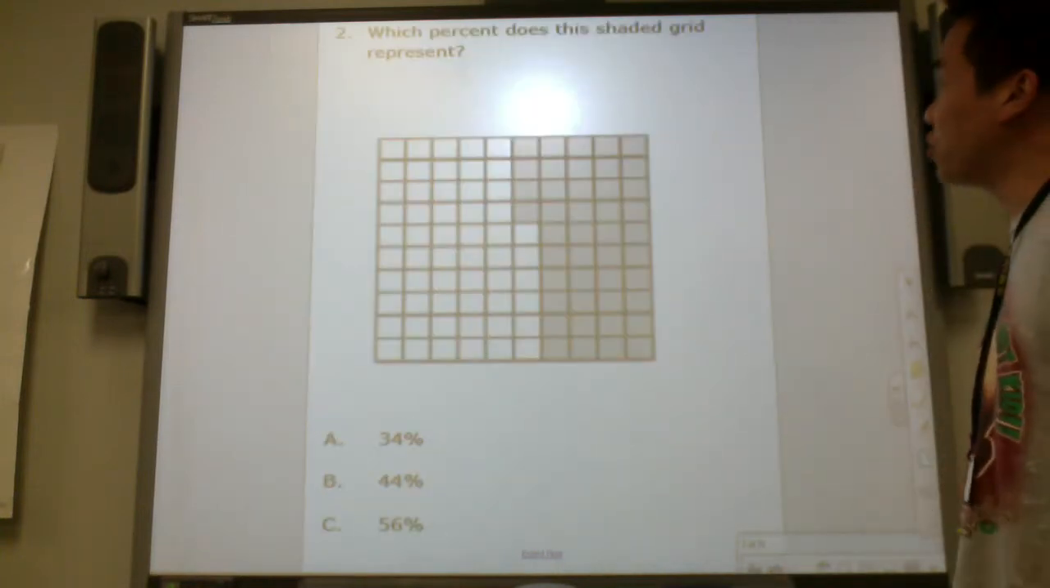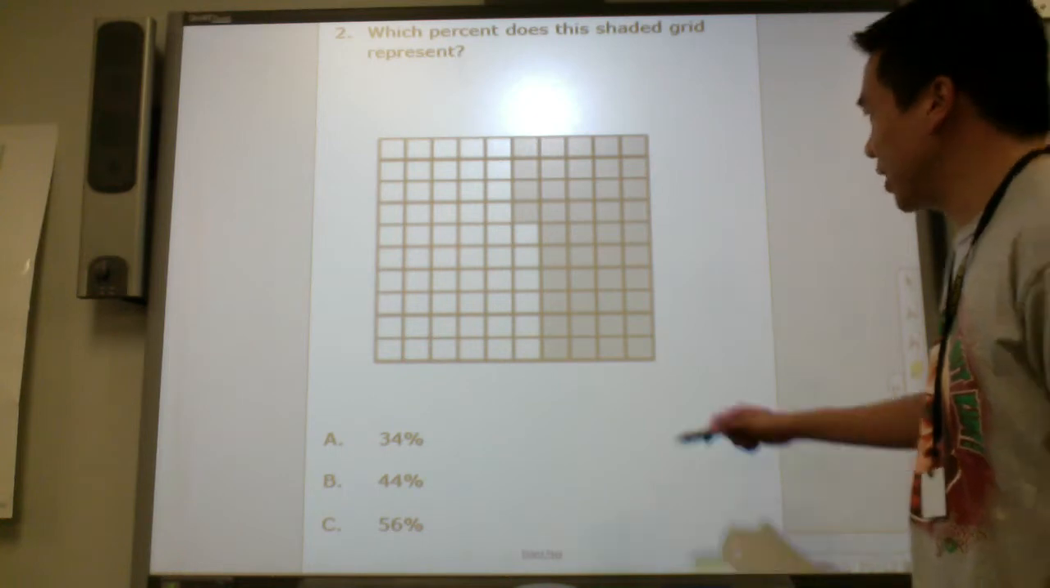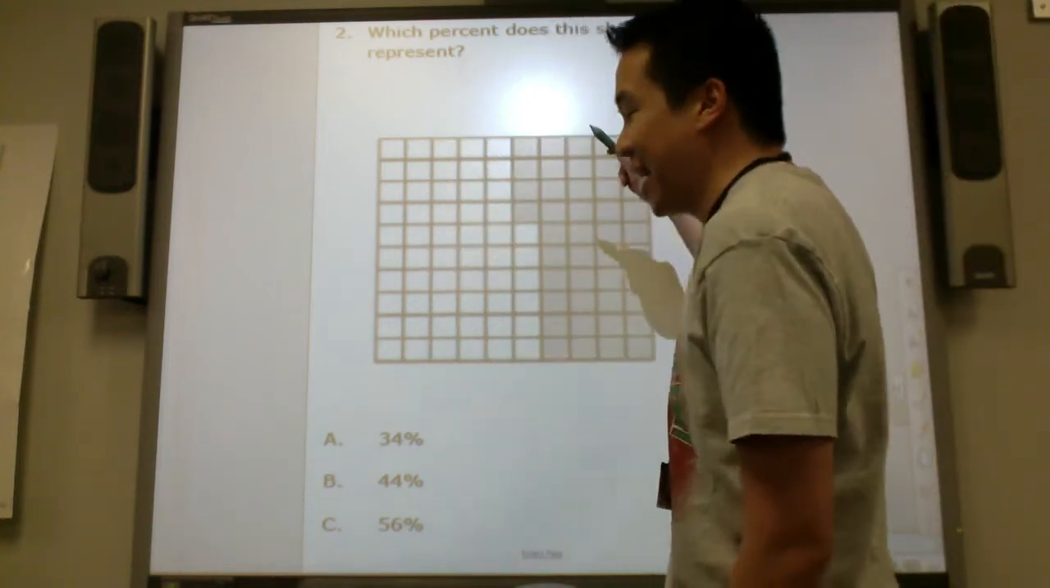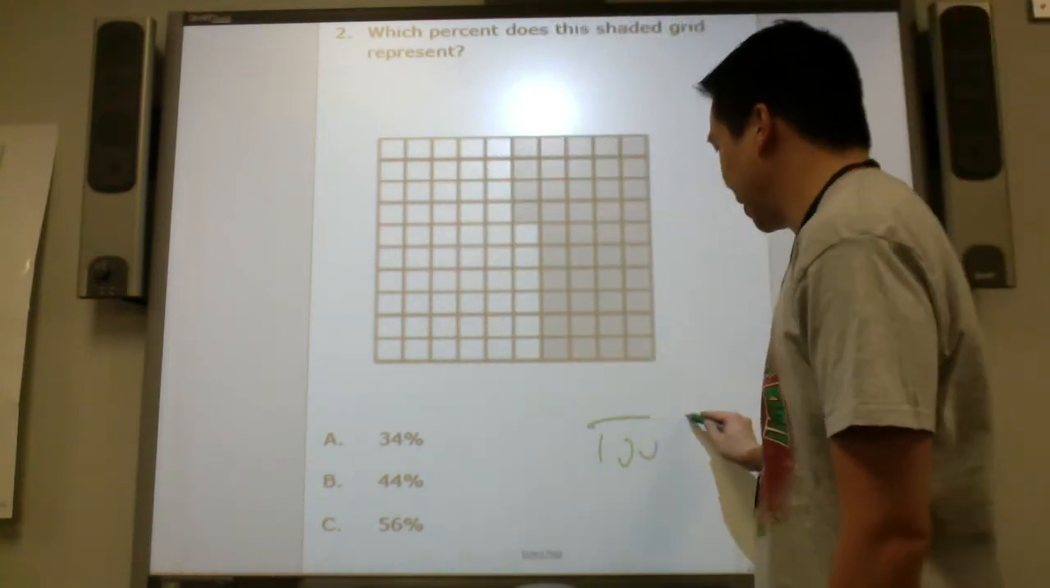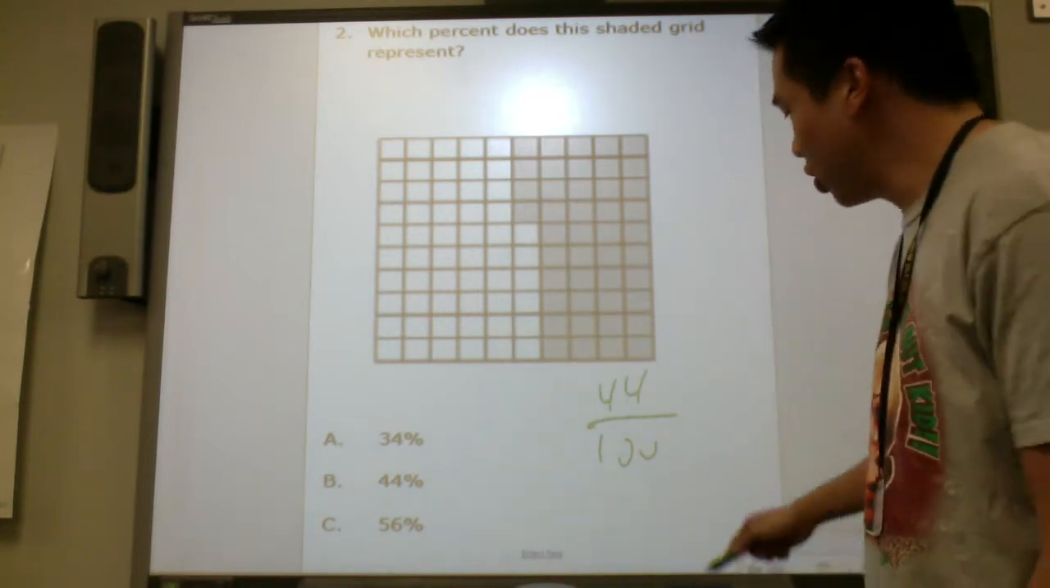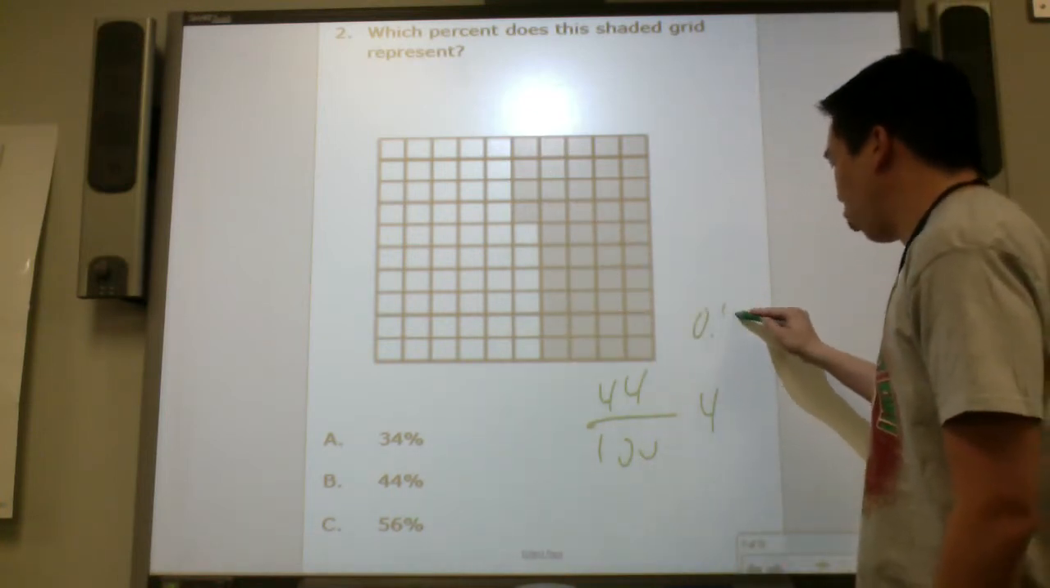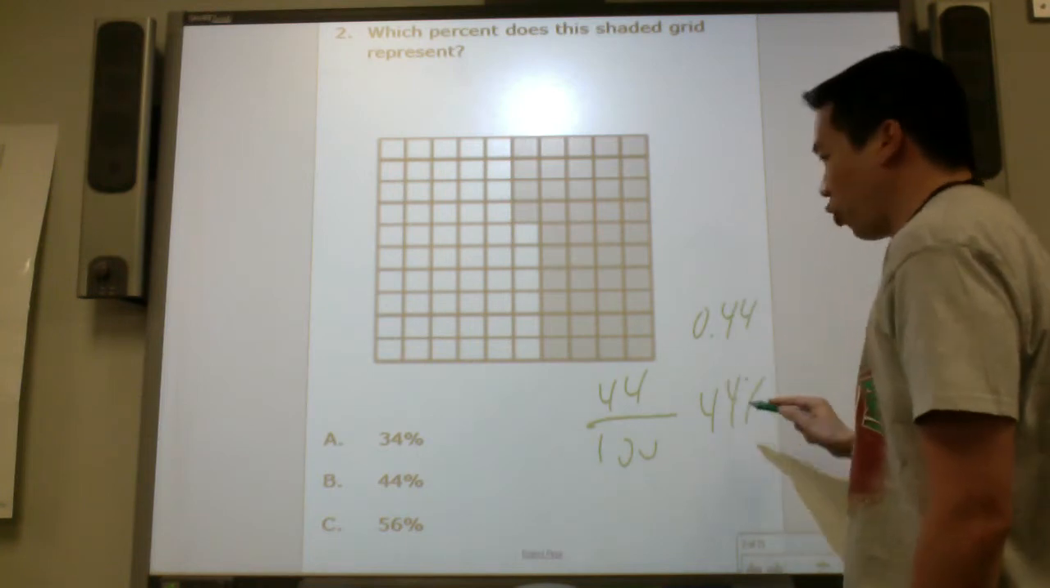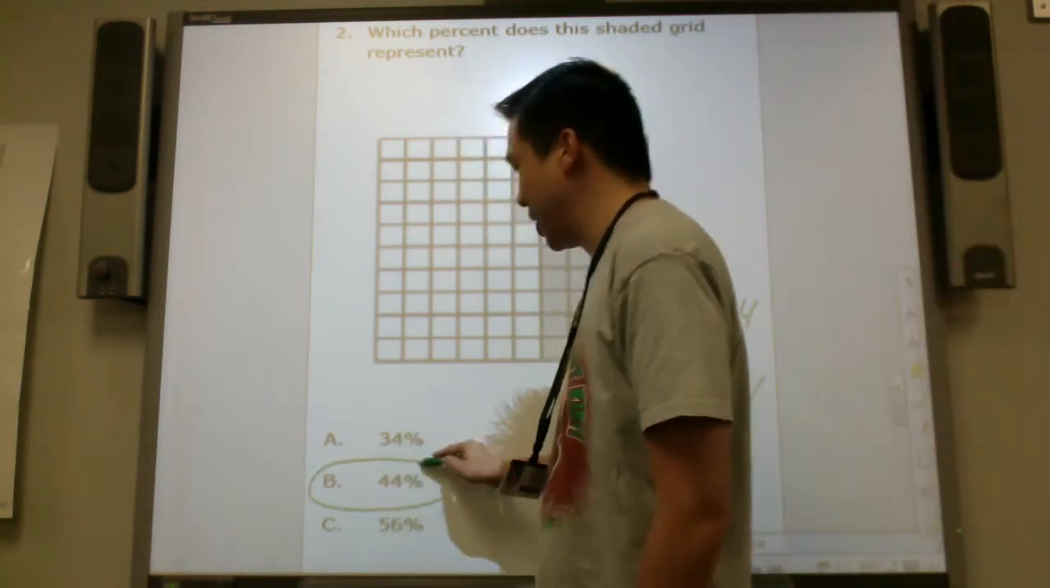Question 2. What percent does this shaded grid represent? I know there is a 10 by 10 grid. There are 100. 10, 20, 30, 40. 44 hundredths, or 44%, are shaded. So the answer must be B.